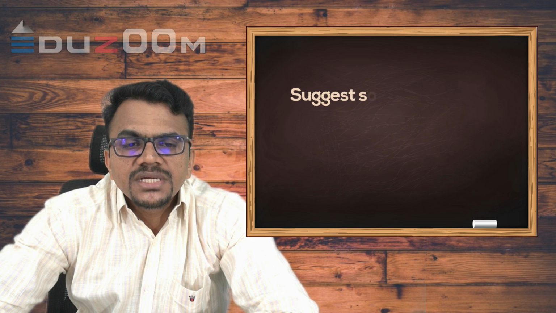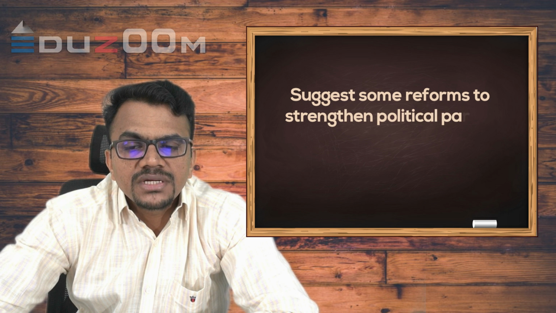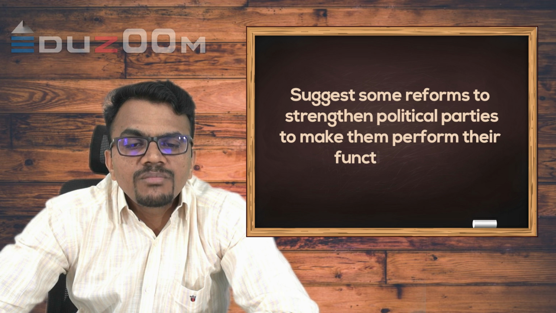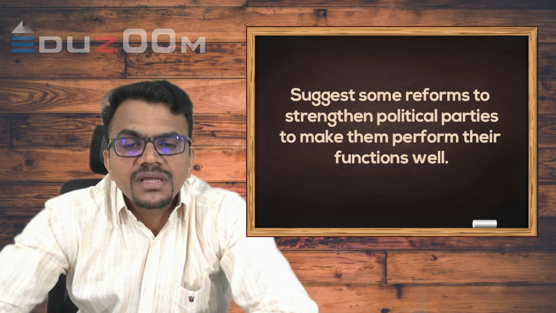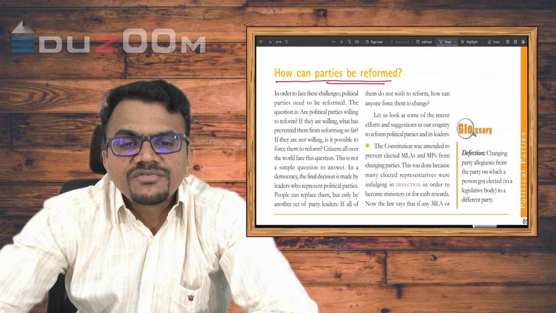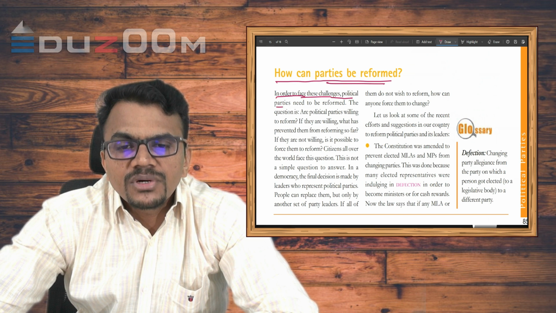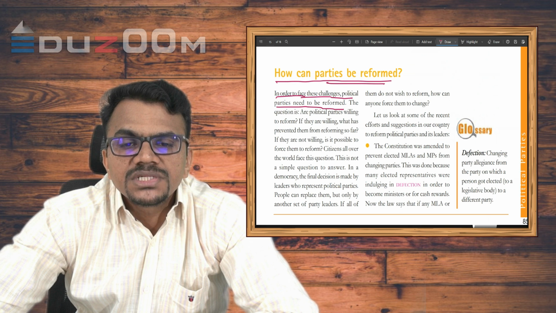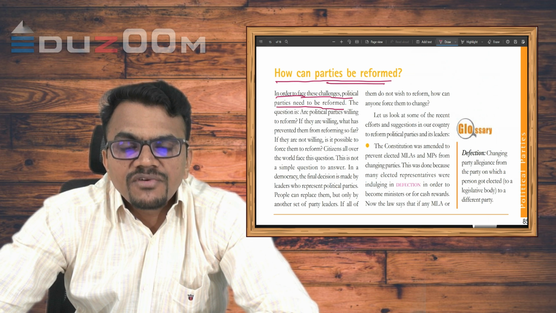Another important area is how parties can be reformed. That is the last part of the chapter. How can we reform political parties? What are the measures which are already adopted to reform political parties? Since there are challenges, it's very important to find solutions to overcome the challenges. Those measures are called reform measures.